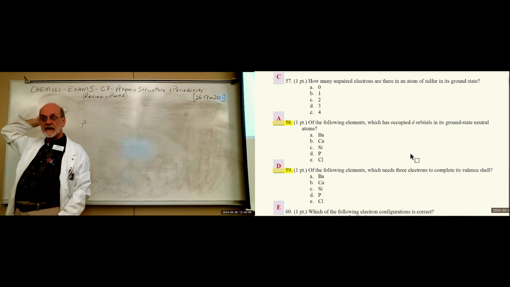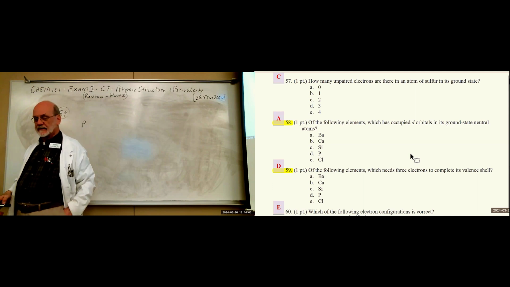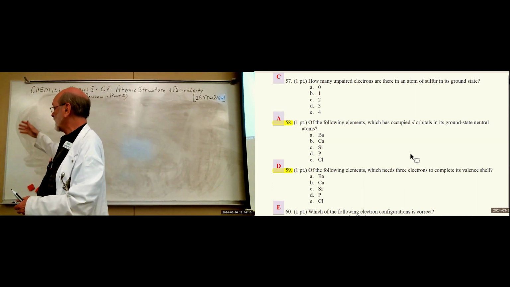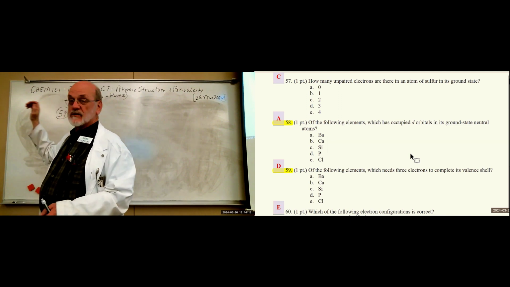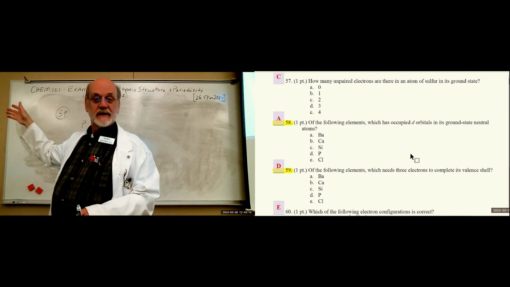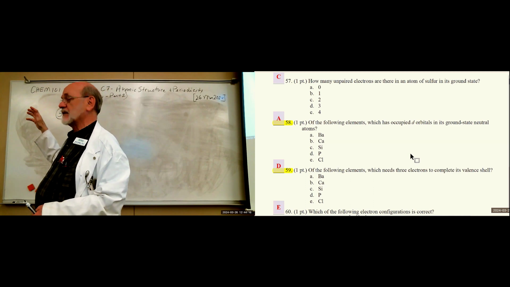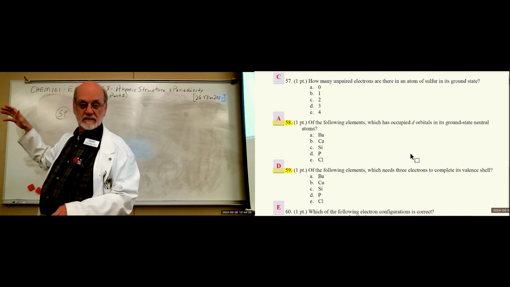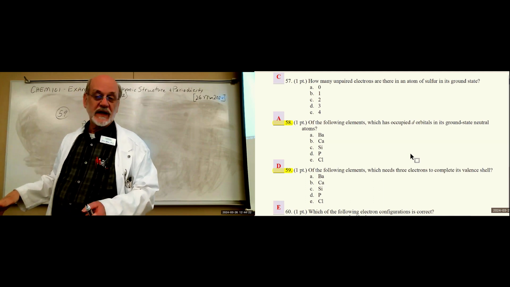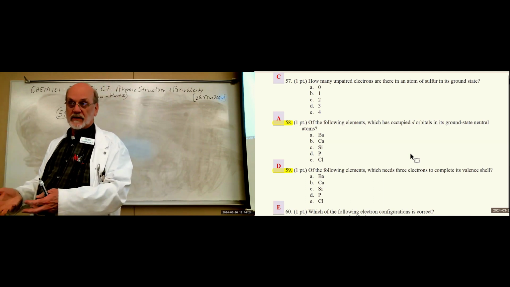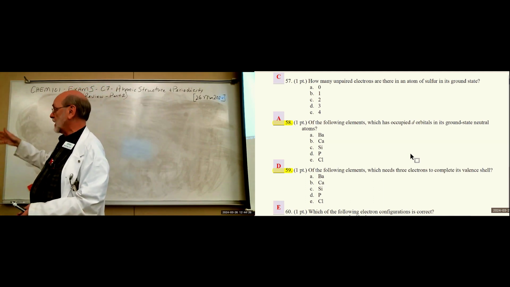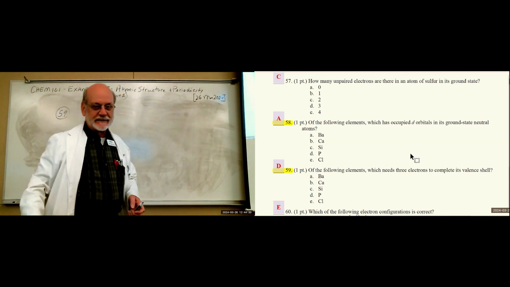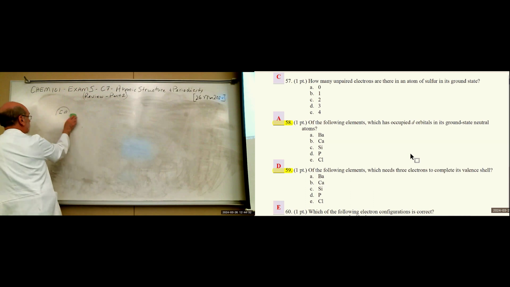To complete the octet. Chlorine only needs 1. Silicon needs 4. Calcium, actually, when it says needs 3 electrons, I assume they mean add 3 electrons. So any of those metals you're not going to add, you're going to lose. All right, that was 59.